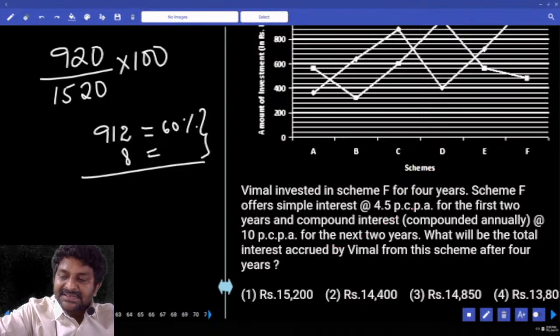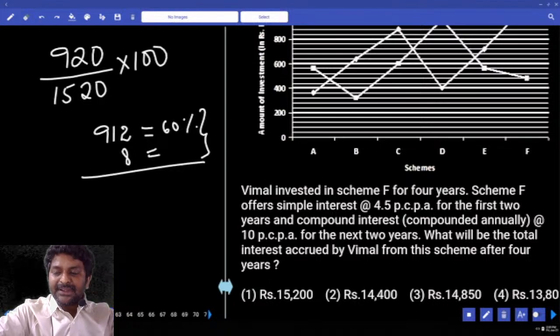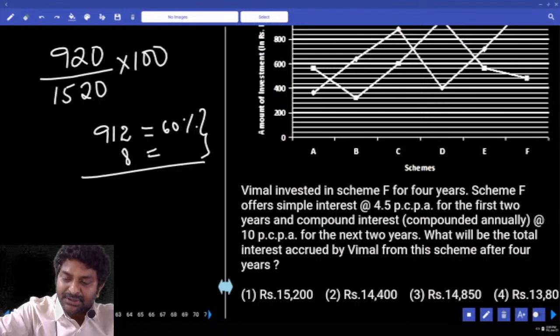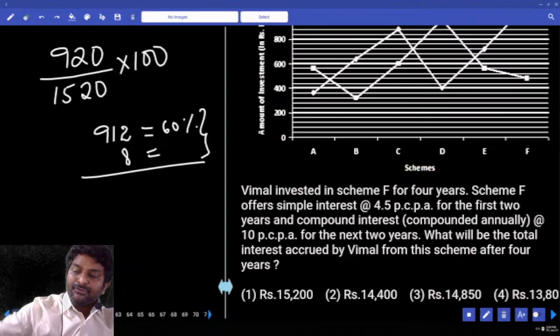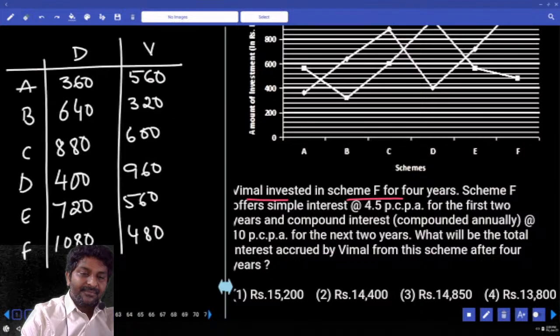Vimal's investment in Scheme F for 4 years. Scheme F offers simple interest at the rate of 4.5% for the first 2 years, and compound interest compounded annually at the rate of 10% for the next 2 years. What will be the total interest earned by Vimal from this scheme after 4 years? Vimal, Scheme F. How much is that? 480.